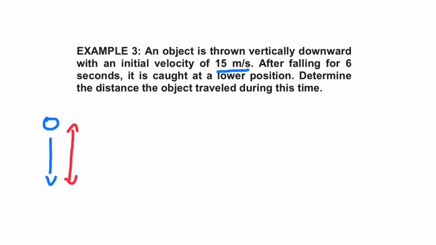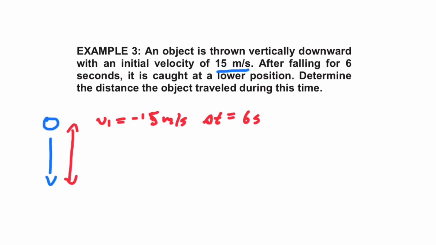Okay, so let's jot down the information we have. Which variables are we dealing with? Well, we have an initial velocity of 15 meters per second. Before we write all that down, let's decide on the direction. As always, let's take up as positive. If we do that, then we're going to have our initial velocity equal to minus 15 meters per second. And then it is caught 6 seconds later. So we have our change in time, delta t equals 6 seconds.